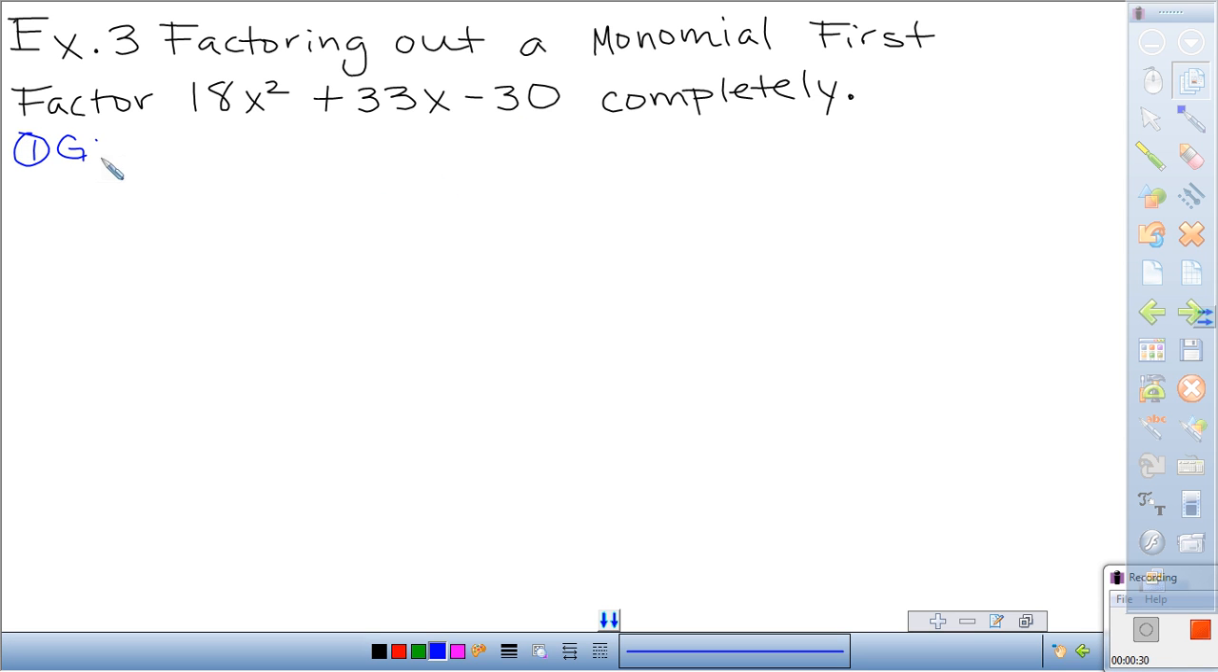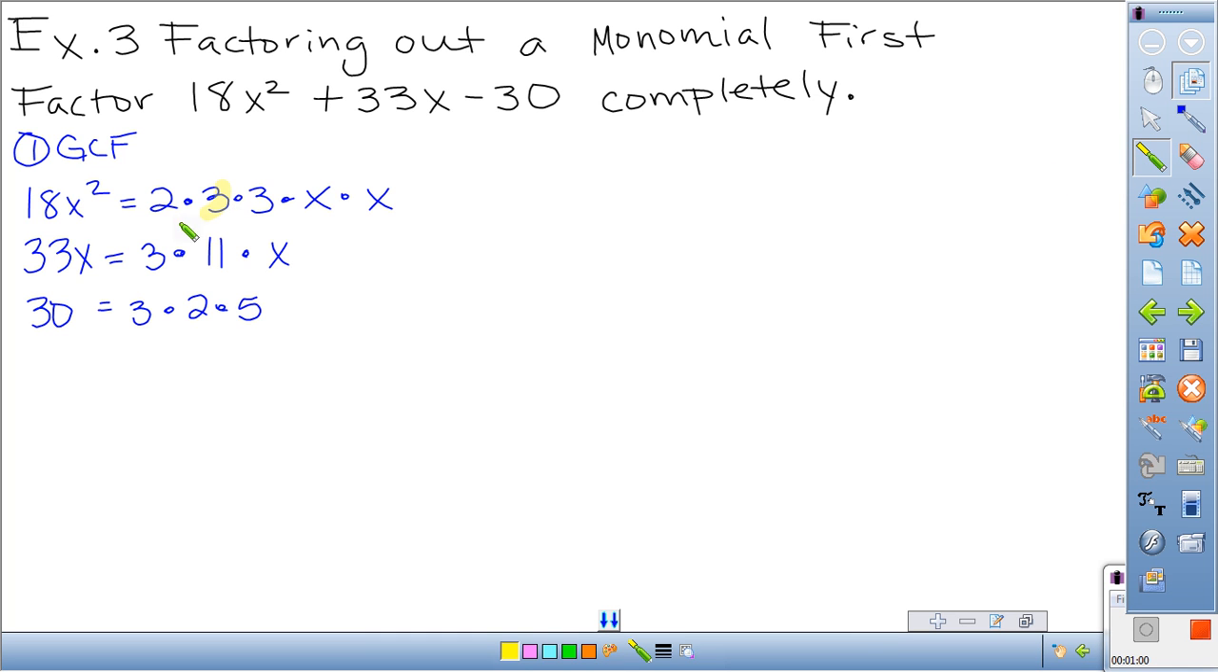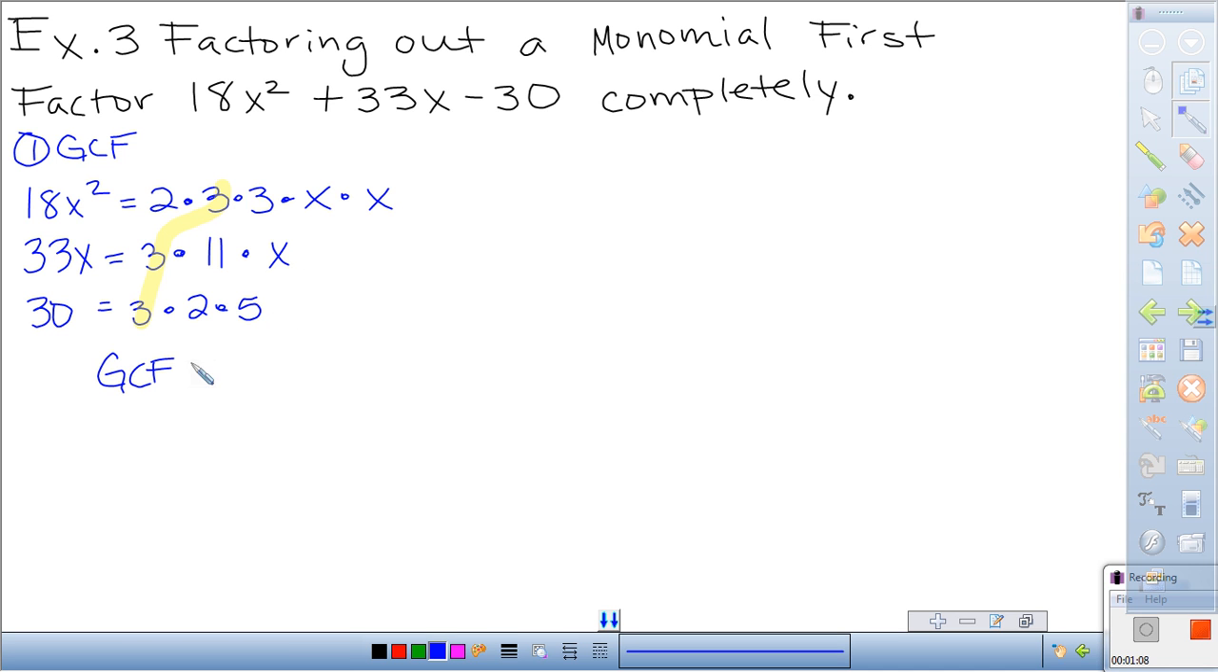So the first thing is to find the GCF. I have 18x squared, 33x, and 30. I'm just going to find all the factors of 18. So 18 would be 2 times 9, and 9 is 3 times 3 times x times x. 33 would be 3 times 11 times x. And 30 would be 3 times 10, and 10 is 2 times 5. Now they all have something in common. They all have this 3 in common. They don't all have an x, and they don't have any other numbers in common. Therefore, their GCF is 3.